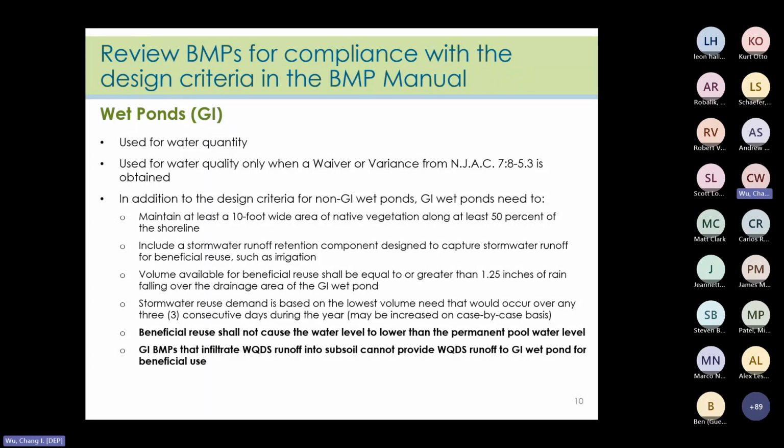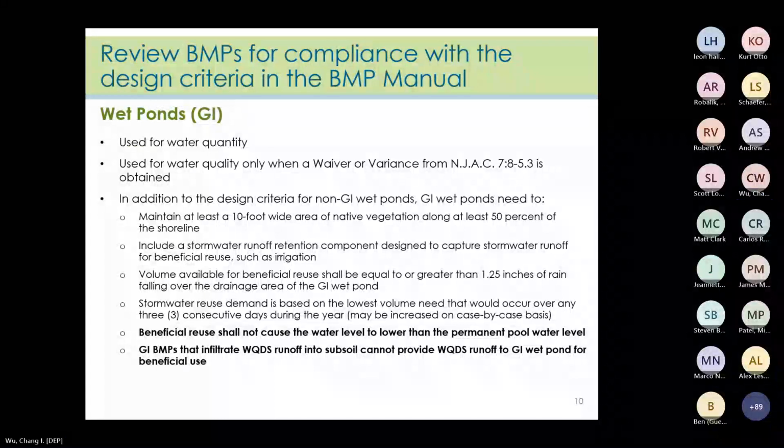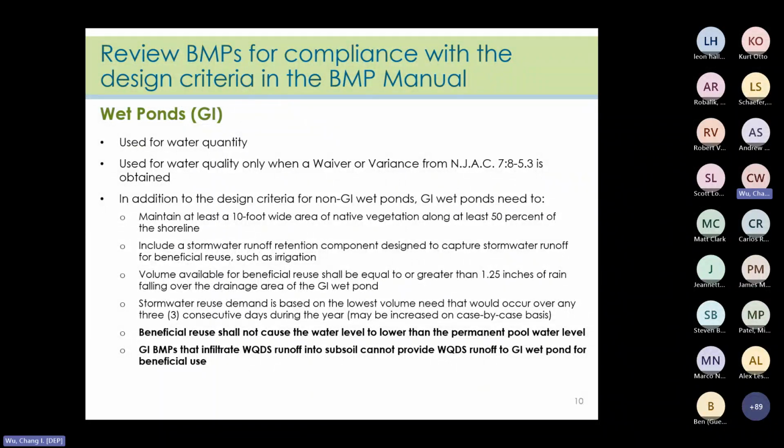So in addition to the design criteria for a non-GI wet pond, a GI wet pond needs to maintain at least a 10-foot wide area of native vegetation along at least 50% of the shoreline, and also include a stormwater runoff retention component that's designed to capture stormwater runoff for beneficial reuse, such as irrigation. And the volume available for beneficial reuse should be equal to or greater than the 1.25 inches of rain falling over the drainage area of the GI wet pond.